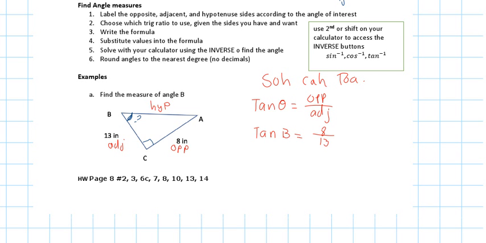Are you guys okay with this until now? Now what am I looking for? What am I solving for? Angle B. Anytime you're solving for an angle, you're going to have to do the inverse. On your calculator, it's going to be tan inverse, cos inverse, sine inverse. So you have to use the shift or second button on the calculator. You can do tan inverse 8 over 13, or you can find the answer for 8 over 13 and then do tan inverse. It's going to give you the same answer. So make sure you hit that second or shift button.